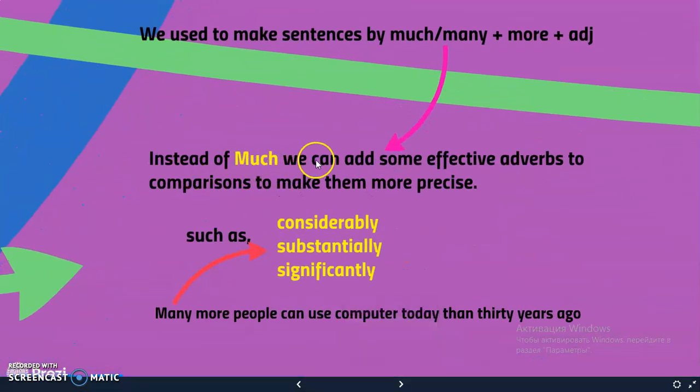So instead of much, we can add some effective adverbs to comparisons to make them more precise. For example, considerably, substantially, significantly. These are more academic and more formal in comparison with much.